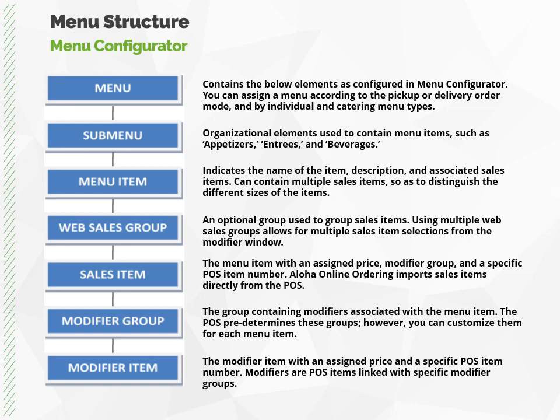Sales items are the menu item with an assigned price, modifier group, and a specific point of sale item number. Aloha Online Ordering imports sales items directly from the point of sale. Modifier groups contain modifiers associated with the menu item. The point of sale predetermines these groups. However, you can customize for each menu item. Modifier items have an assigned price and a specific POS item number. Modifiers are point of sale items linked with specific modifier groups.